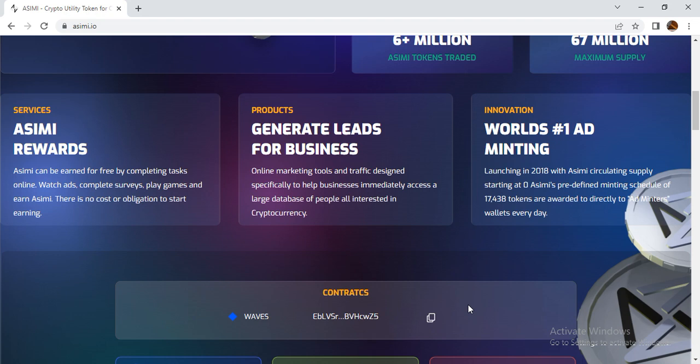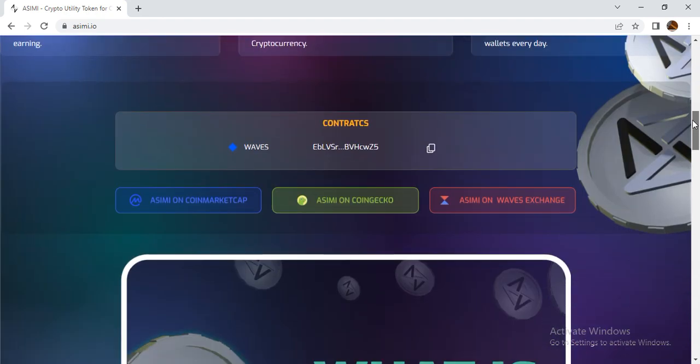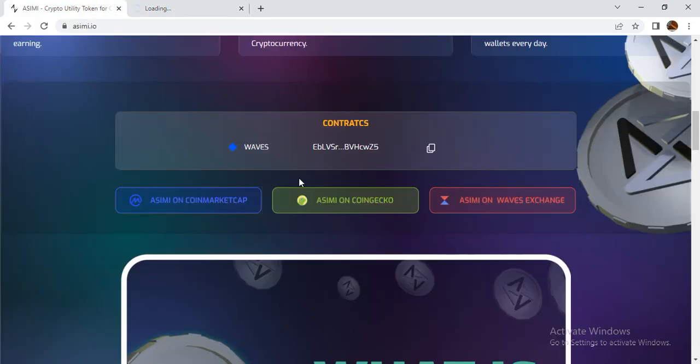The products generate leads for businesses: Asimi online marketing tools and traffic, designed especially to help business. And also you can see the innovation, the world's number one ad minting, launched in 2018 with Asimi circulating supply starting at zero and predefined minting. You should know that the contract is available there. It's a Waves wallet, so it will be very easy to use Asimi. CoinMarketCap and CoinGecko are also available for you, and Asimi is on Waves exchanges like that.